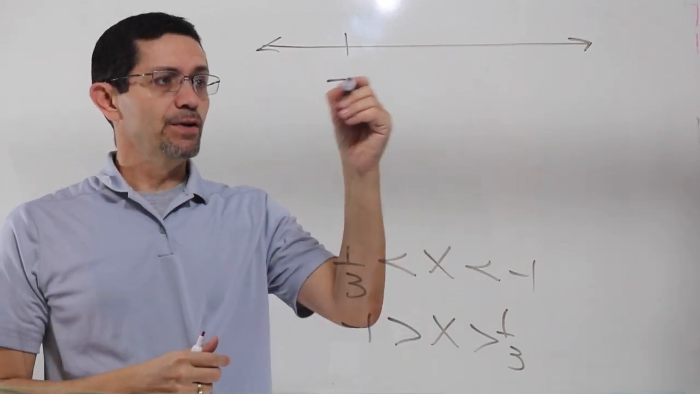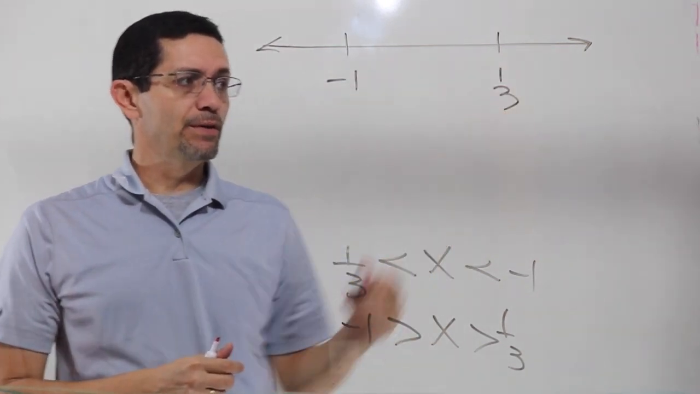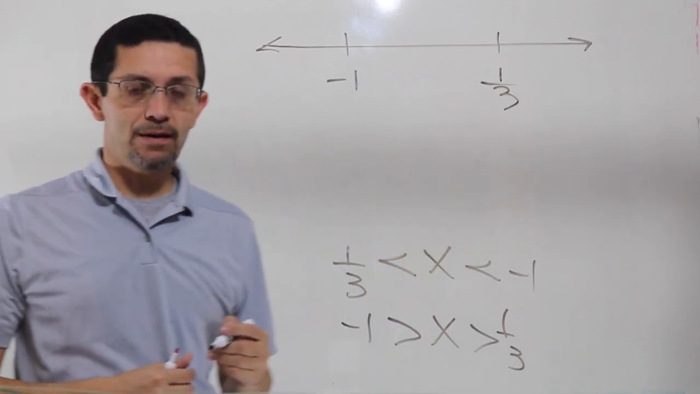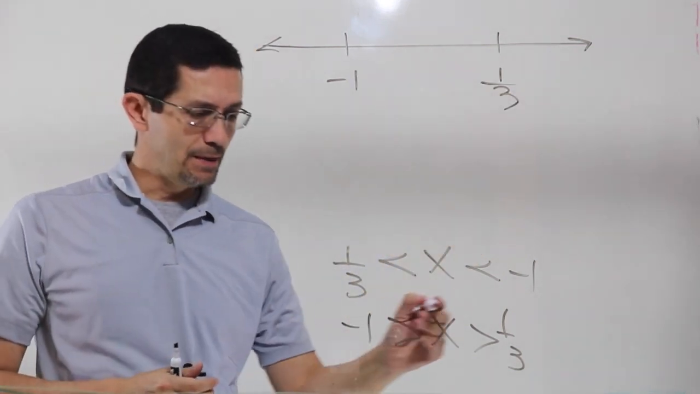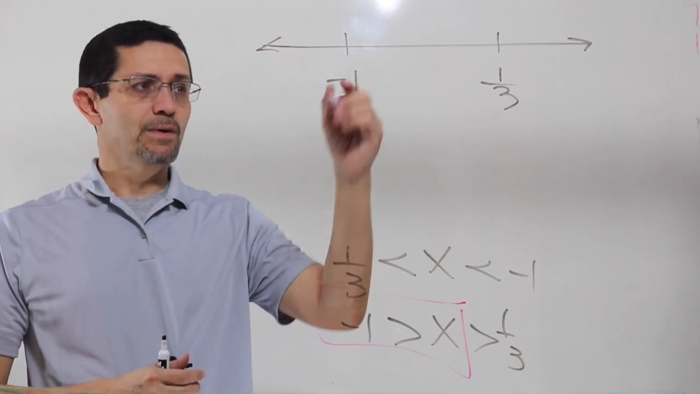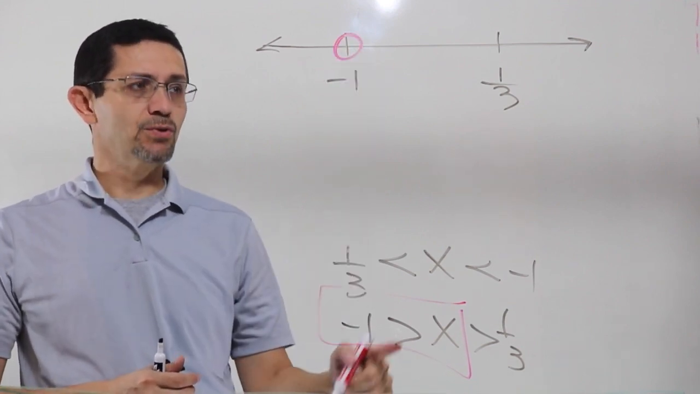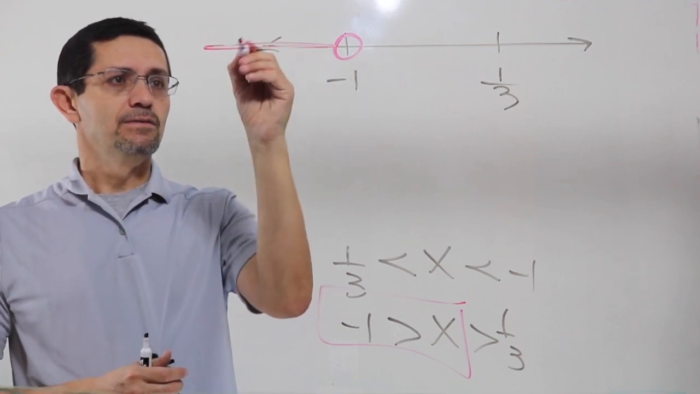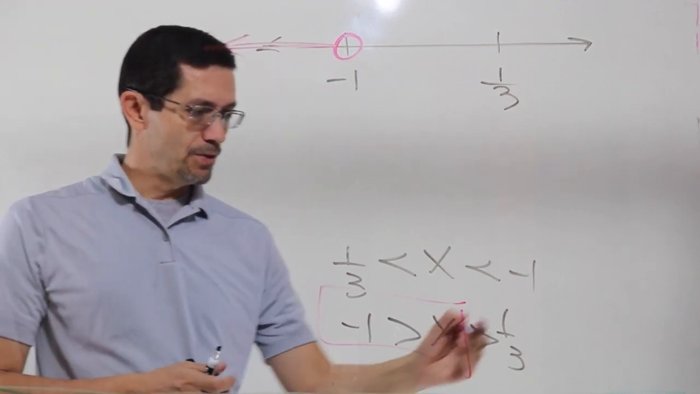So I have negative 1 over here, and I have 1/3 of it. Oh, 1/3 right there. Okay, let's graph one at a time. X is less than negative 1. Negative 1, open because there's no equal. Less than, to the left.